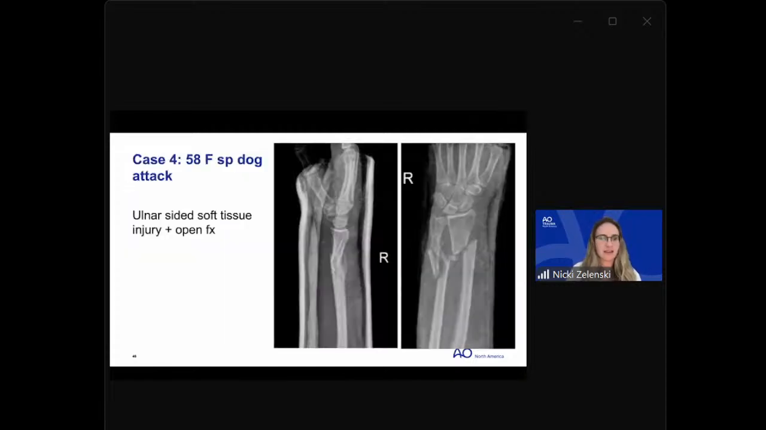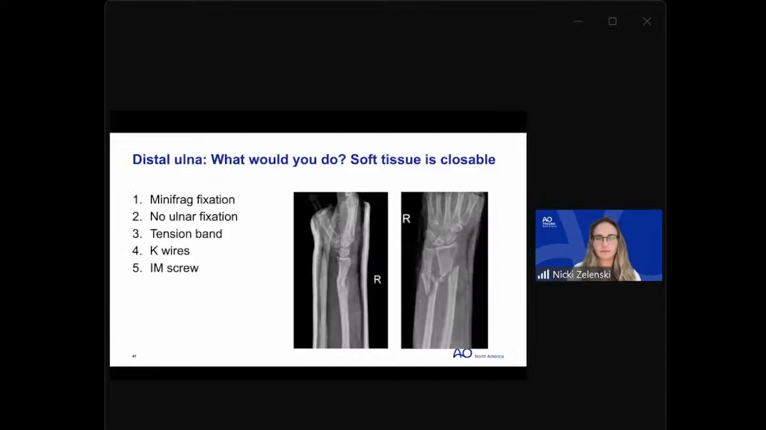This is my last case. So there's a 58-year-old status post being attacked by a dog. They have ulnar-sided soft tissue injury, and this was an open fracture. So the radius is pretty simple. I'm going to fix it with a diametaplate. What about the ulna? It was open over the ulna, but the soft tissue was closable and it was in pretty good condition. So could we do our last poll here?